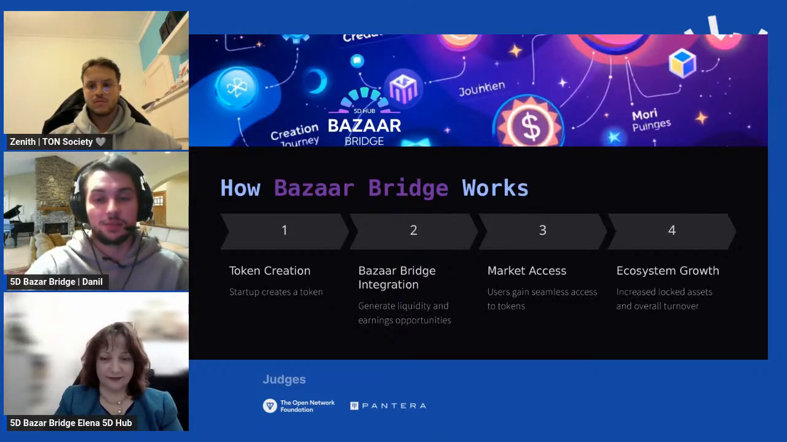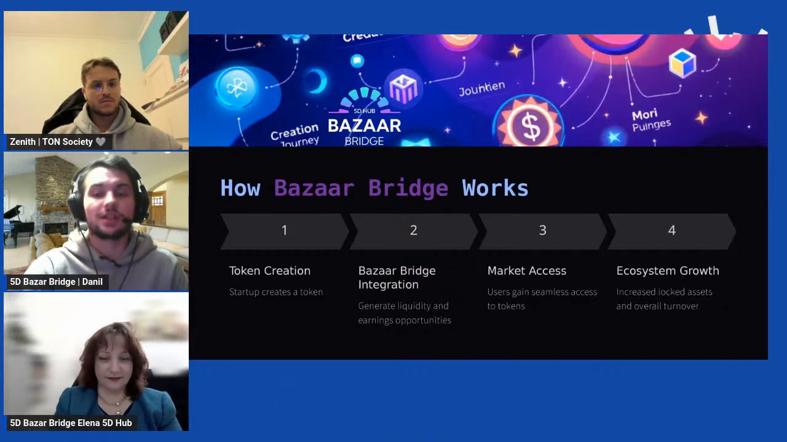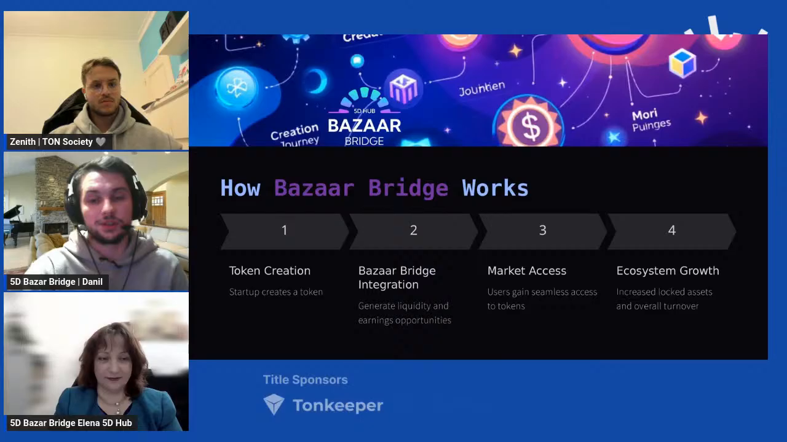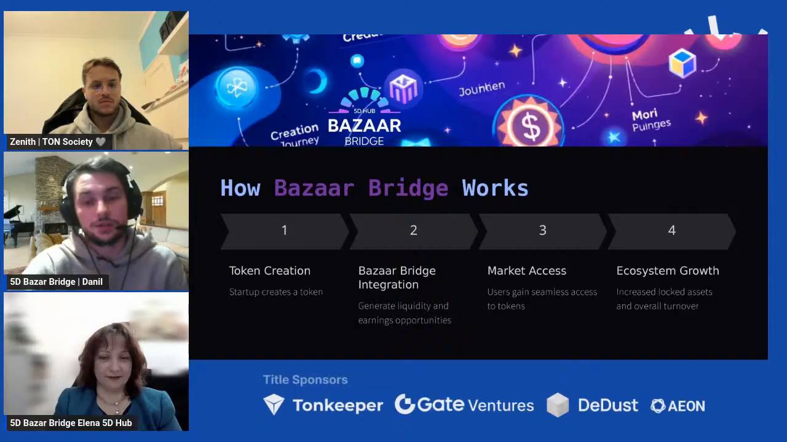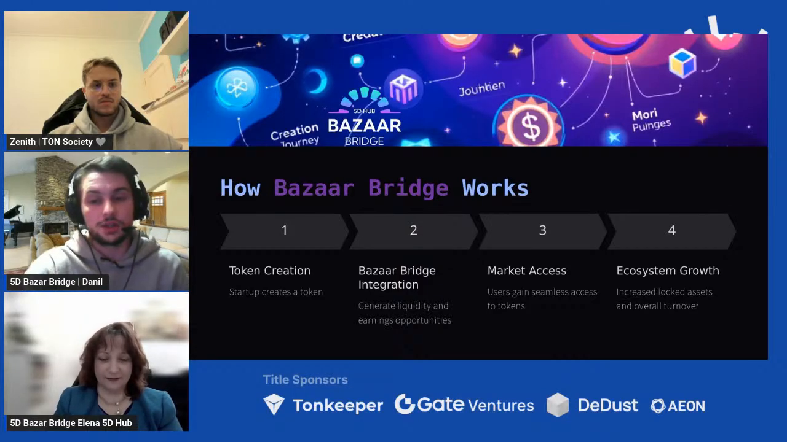The process is simple. After the startup creates a token to enter Bazaar Bridge, we generate liquidity to provide earning and bring the token to market. Users gain seamless success, startups receive profits, and investors have confidence in the long-term value of tokens. This encourages new projects to join Ton, increasing locked asset volumes and overall turnover.